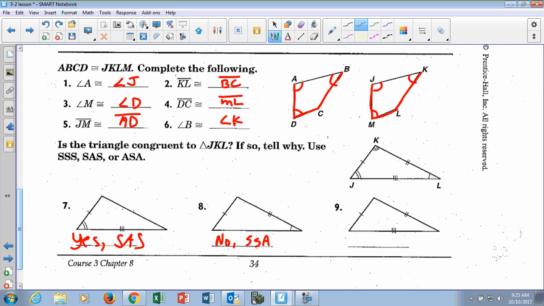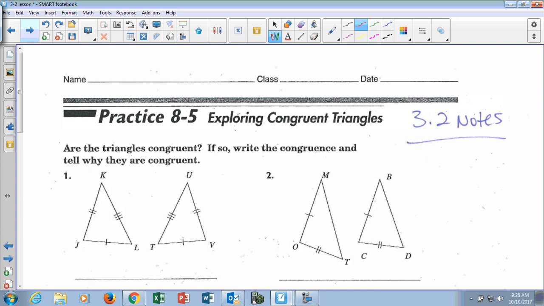What about the last one, number 9? So basically, this side down here, in 8, wasn't the same as JL. What about number 9? What would you say? Yes, okay. And the reason? Side, side, side. All the sides are the same. And if all the sides are the same, all the angles are the same. Good. All right, so now let's go to that practice page and see if we can do that.